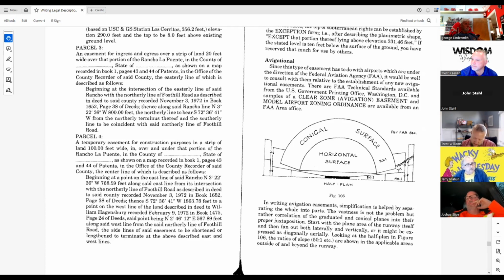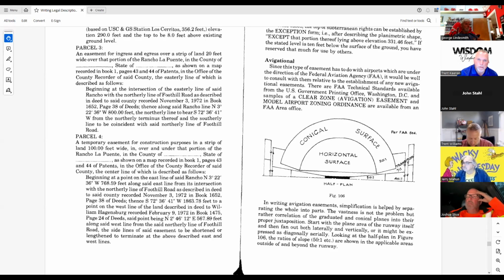He just says, in writing navigation easements, simplification is helped by separating the whole into parts. The vastness is not the problem, but rather correlation of the graduated and conical planes into their proper juxtaposition. Start with the plane area of the runway itself, and then fan out both laterally and vertically, where it might be expressed as diagonally aerially. Looking at the half plan in figure 106, the ratios of slope 50 to 1, etc., are shown in applicable areas outside of and beyond the runway.